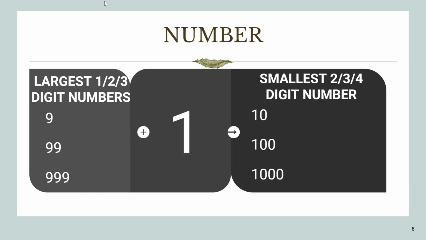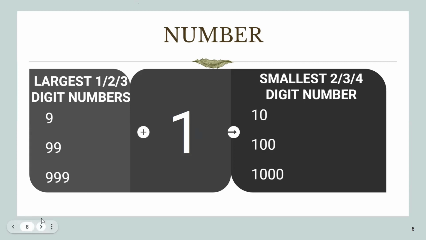Similarly, when we add 1 to the largest two-digit number, that is 99, the number becomes the smallest three-digit number, that is 100. Moving on to the largest three-digit number, if we add 1, we will get 1000. That becomes the smallest four-digit number.